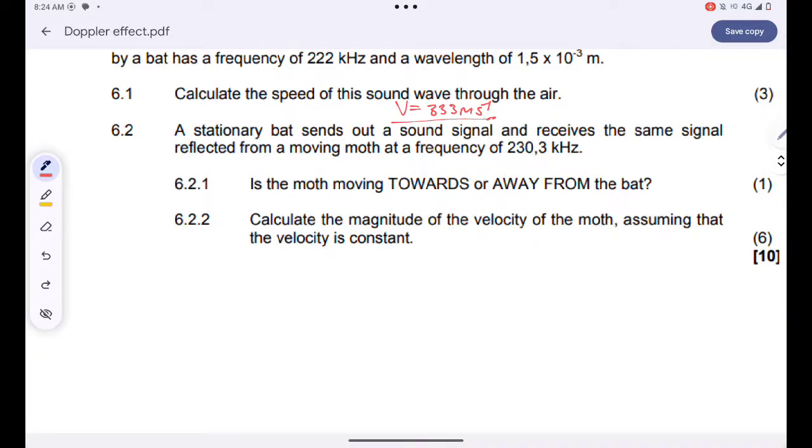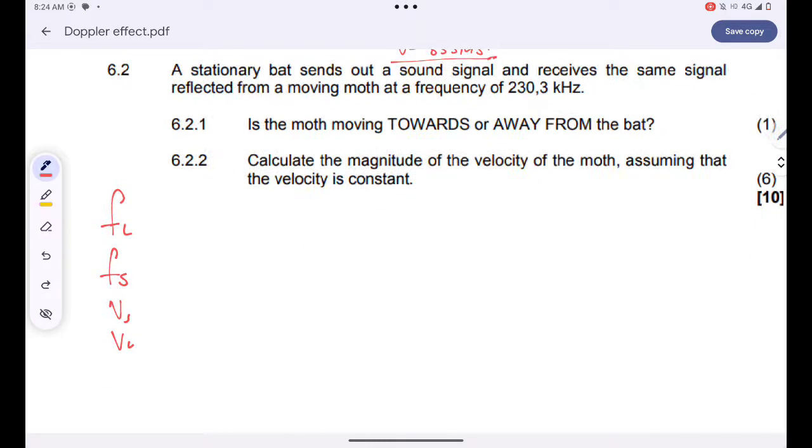We have the frequency of the listener, the frequency of the source, the velocity of the source, the velocity of the listener, and then the speed of sound in air. This is equal to 330 meters per second.